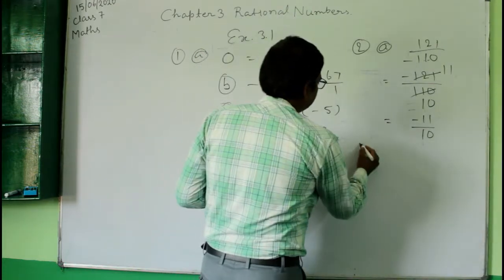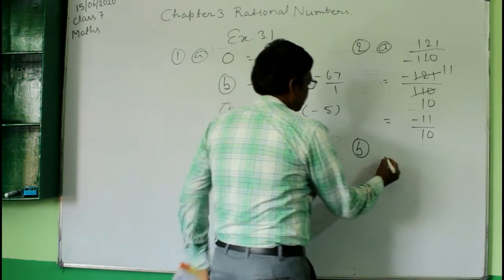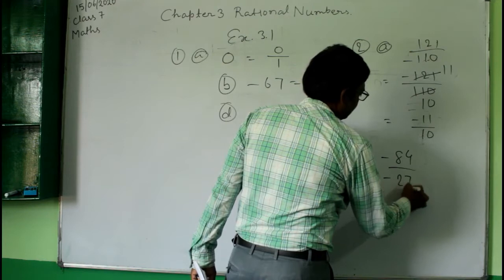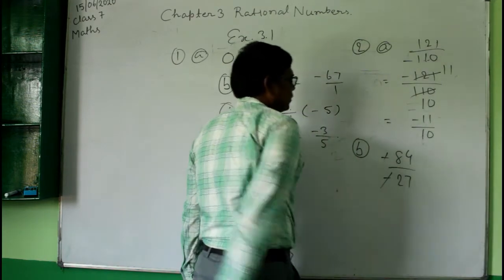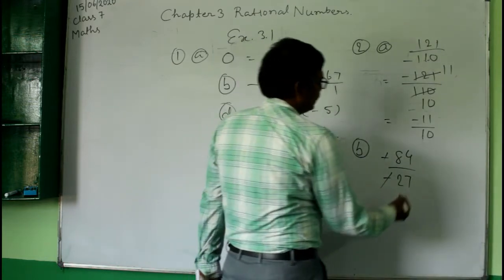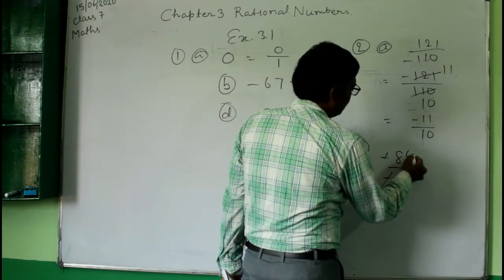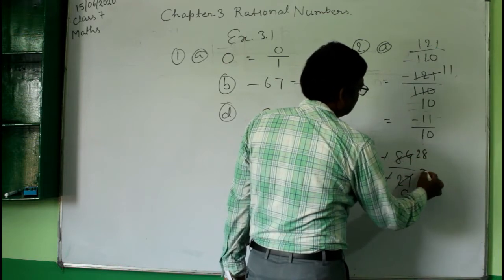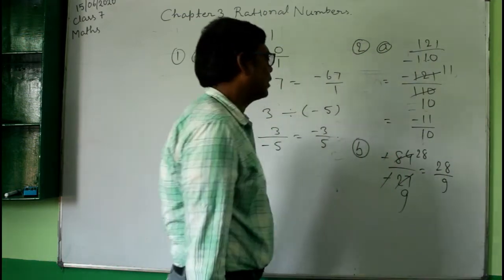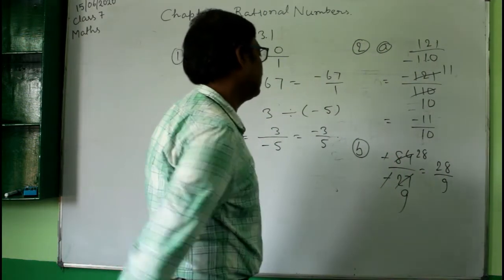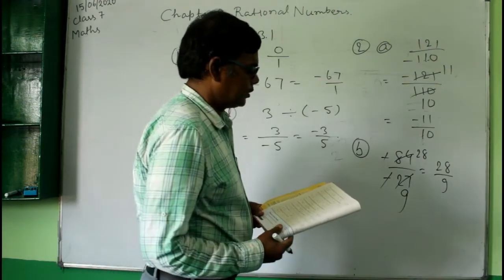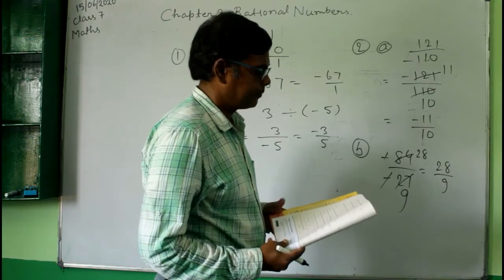Similarly, question number B, minus 84 by minus 27. First these two signs will cancel out and then cancel out some common factors. So what is common here? 3 9s are 27, 3 2s are 6 and 3 8s are 24. That is 28 by 9. Now there are no common factors between 28 and 9. So 28 by 9 is the standard form of the rational number. Similarly, you will do the other questions C and D.